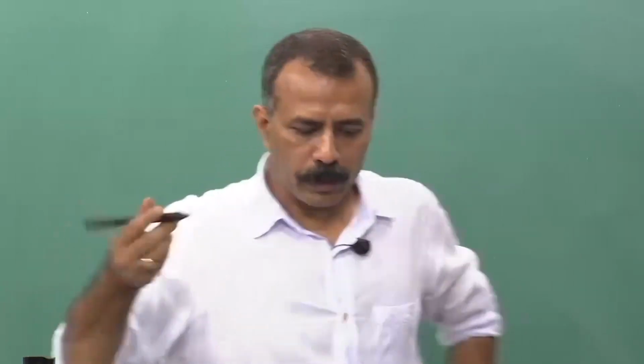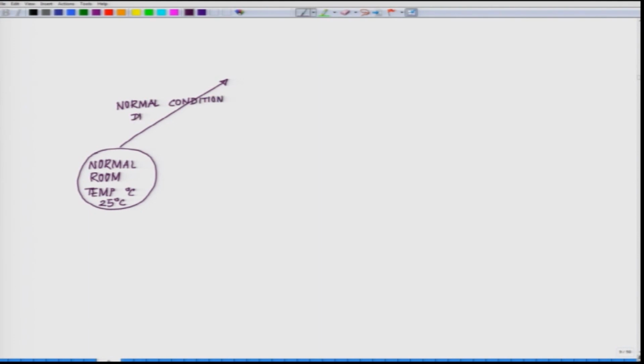Let me draw it, that will make more sense to you people. Let us say for example, out here I have a normal room temperature, say 25 degrees centigrade. Okay. Now, in some way or other, the normal condition is disturbed.